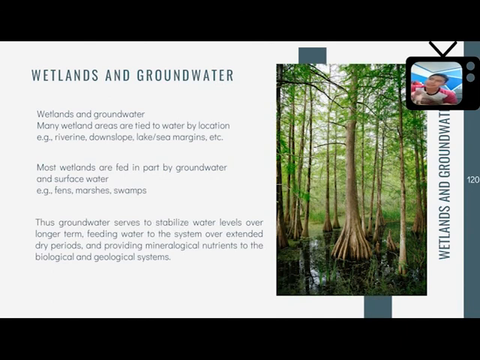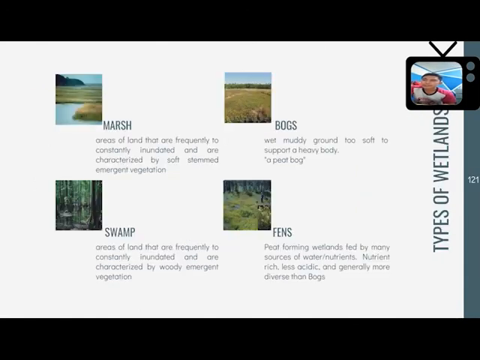So, this is the wetlands and groundwater. Okay? Marsh, areas of land that are frequently to constantly inundated and are characterized by soft-stem emergent vegetation. Bogs, wet muddy ground too soft to support a heavy body, a peat bog. Swamp, fens. Hot groundwater, geysers and hot springs. Okay. Karst landscape, caves.